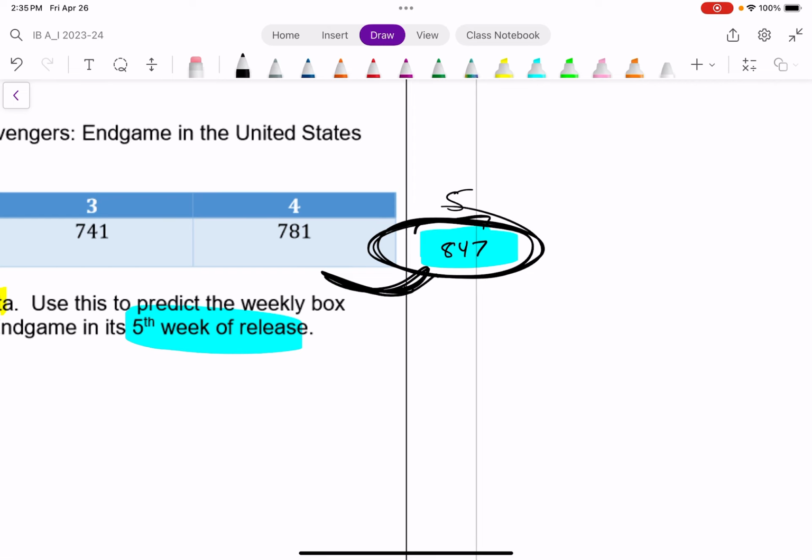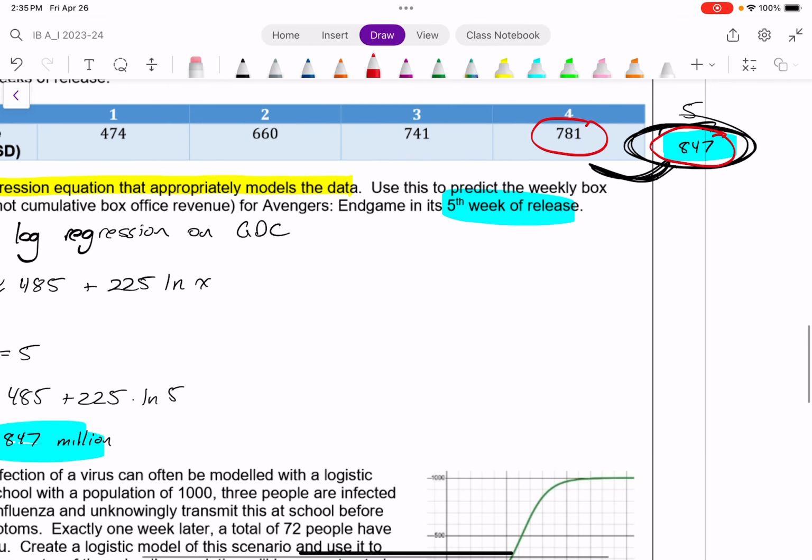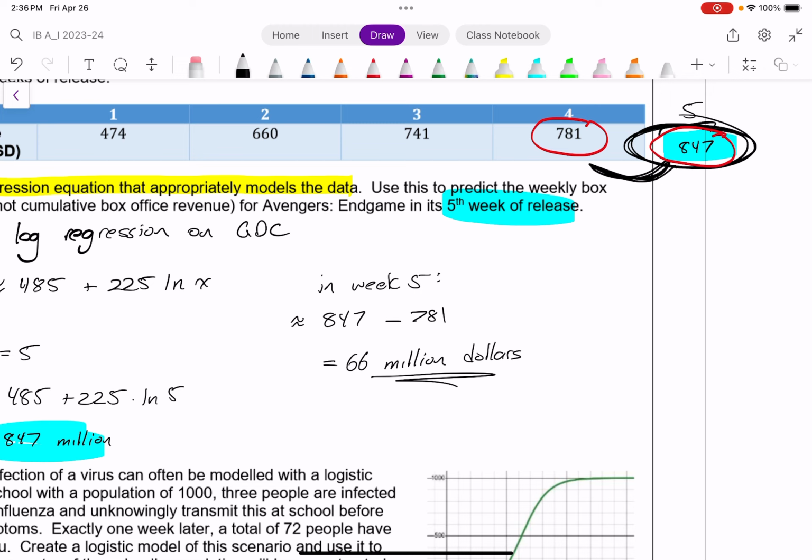So if I want to find how much revenue this movie made in just its 5th week, all I need to do is take this and subtract that. That difference will tell me the revenue in that week. And so for my final step, I'll say in week 5, all I need to do is go 847, and keep in mind this is now a prediction anyways, 847 minus the 781, and you get 66, so $66 million is our prediction for what its revenue was in the United States during the 5th week of its release.